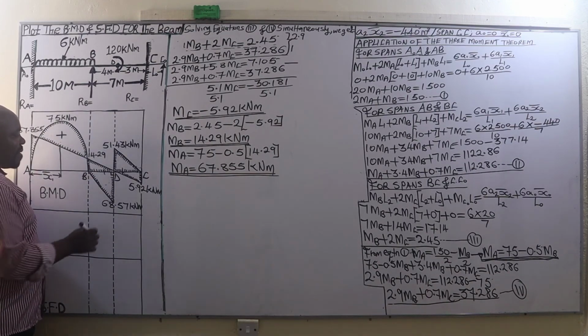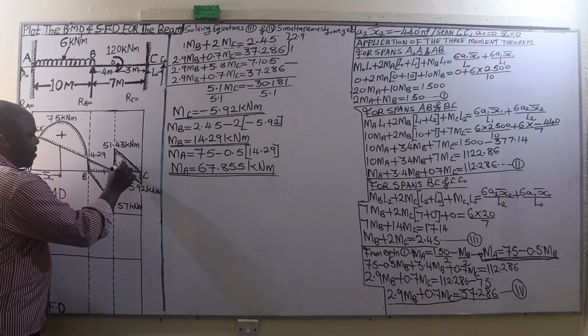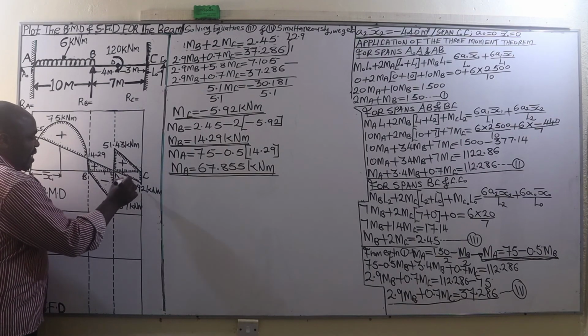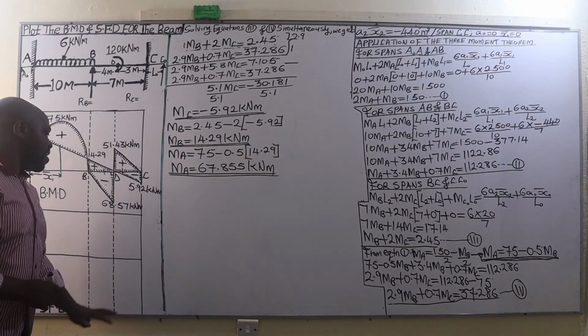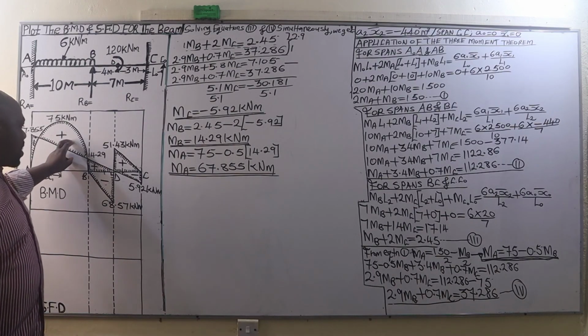So this is a positive bending moment, this one is positive, this one is positive, negative, negative, this one is negative as well. So ladies and gentlemen, that is now our bending moment diagram.